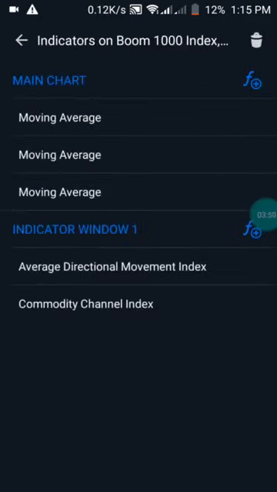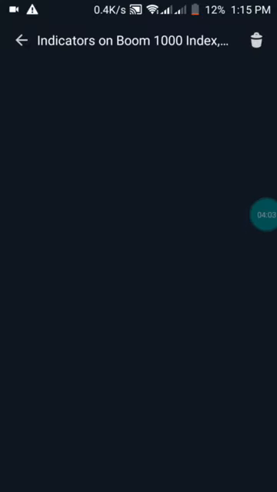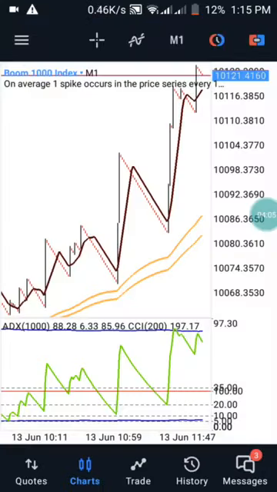When you do that, you go again and add your Commodity Channel Index. We have the period of 200, applied to typical price, and our style as this color. Then you press done. By doing this, you will have the same settings I have here on my chart. Exactly, this is how you will have it.